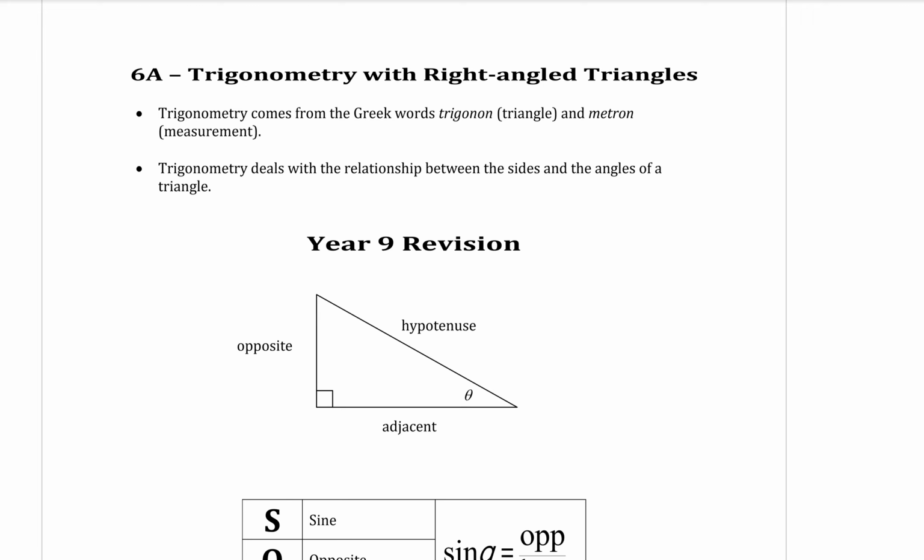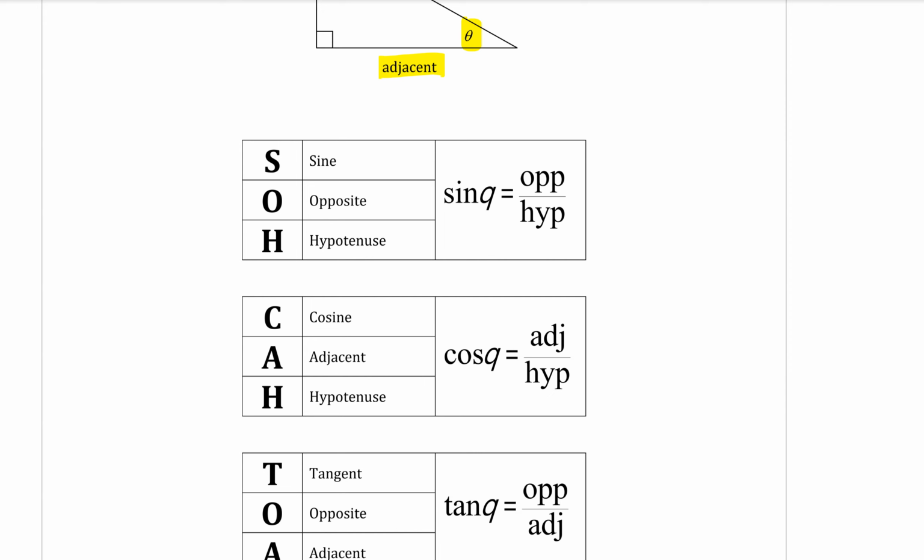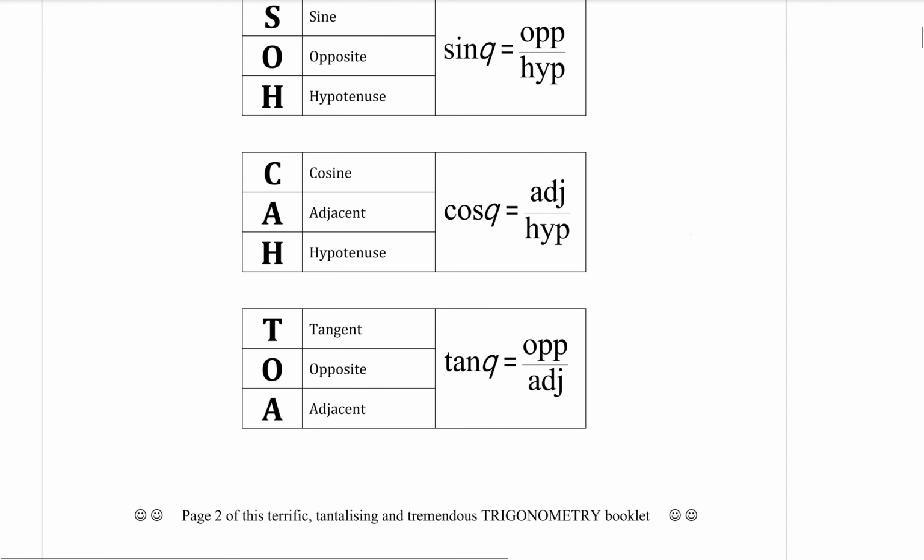So year 9 revision. We have our right-angled triangle there. You need to remember how to label your triangle. If theta is here, then the side directly across from it is the opposite. The one across from the right angle is the hypotenuse. And the side joining your theta and your right angle is your adjacent. And you know that you get these rules from that. So you get SOHCAHTOA. Sine is opposite over hypotenuse, cos is adjacent over hypotenuse, and tan is opposite over adjacent.